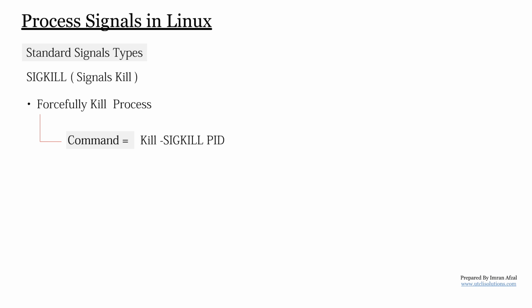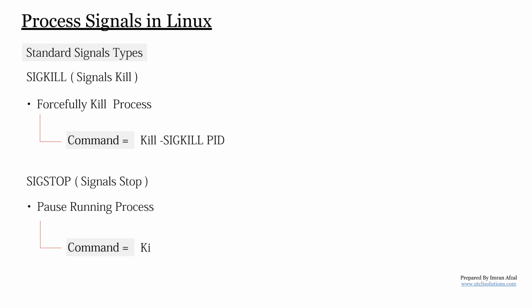The third signal is SIGKILL, which is a stronger signal that forcefully kills a process immediately and cannot be ignored by the process. The command kill -SIGKILL is used to send this signal. The next is SIGSTOP. This signal is used to pause a running process, allowing it to be resumed later if needed. The command kill -SIGSTOP is used to send this signal.